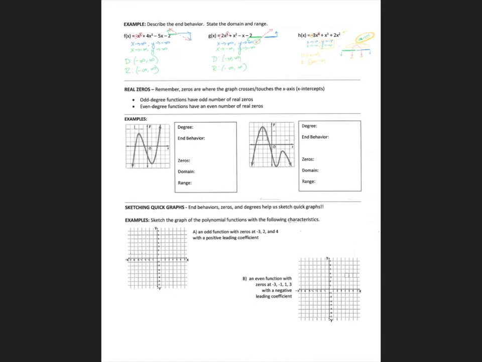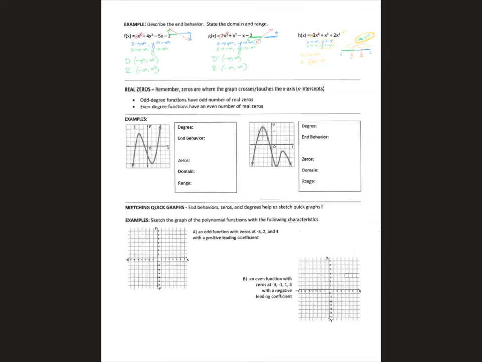All right, real zeros. Remember, zeros are where the graph crosses or touches the x-axis. Another name for zeros is x-intercepts. So it says an odd degree function has an odd number of real zeros. An even degree function has an even number of zeros. All right, so first example here.